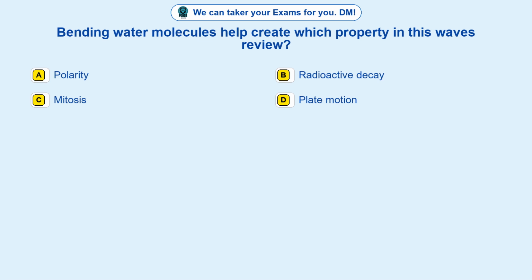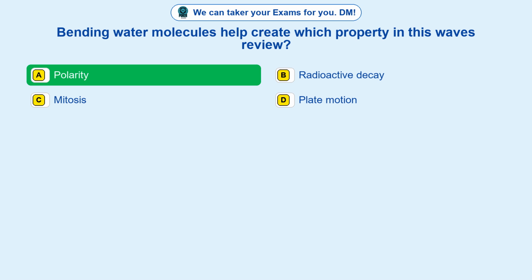Question 50. Bending water molecules help create which property in this waves review? Option A, polarity. Option B, radioactive decay. Option C, mitosis. Option D, plate motion.